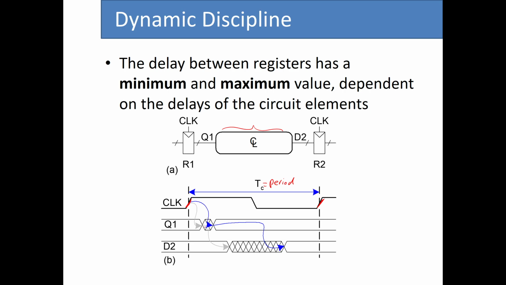We have this first blue arrow that is TPCQ, the propagation delay from the clock to the output of R1, which is Q1. And one thing I should note is that this clock and this clock are the same clock. So these two registers get exactly the same clock. The second gray arrow is a result of the contamination delay in the combinational logic circuit. And the second blue arrow is a result of the propagation delay, again, in the combinational logic circuit.